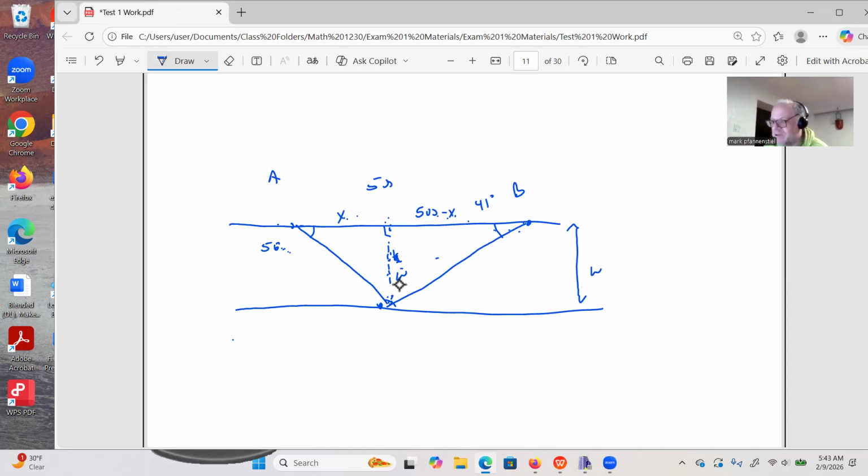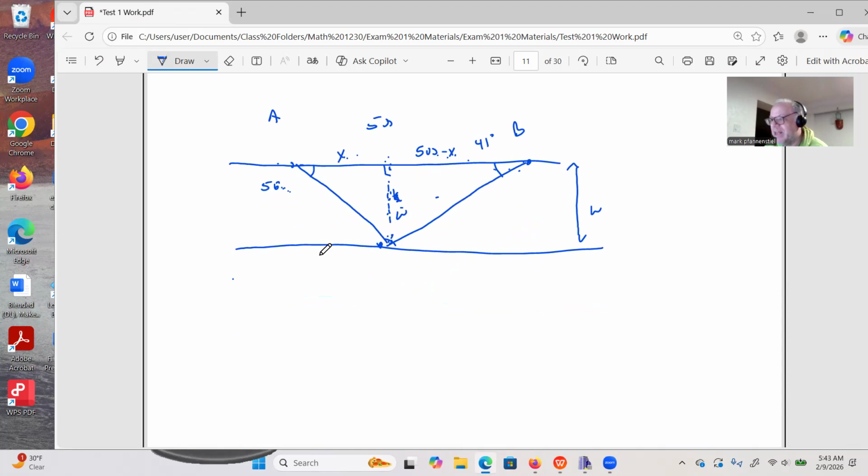To me, it sounds like we're looking at a lot of tangents here. Okay, so what I'm going to do is say that the tangent of 56 degrees must equal W divided by X. That's going to be the opposite over the adjacent. We drew a little thing here. We have a right triangle, so we'll be okay.